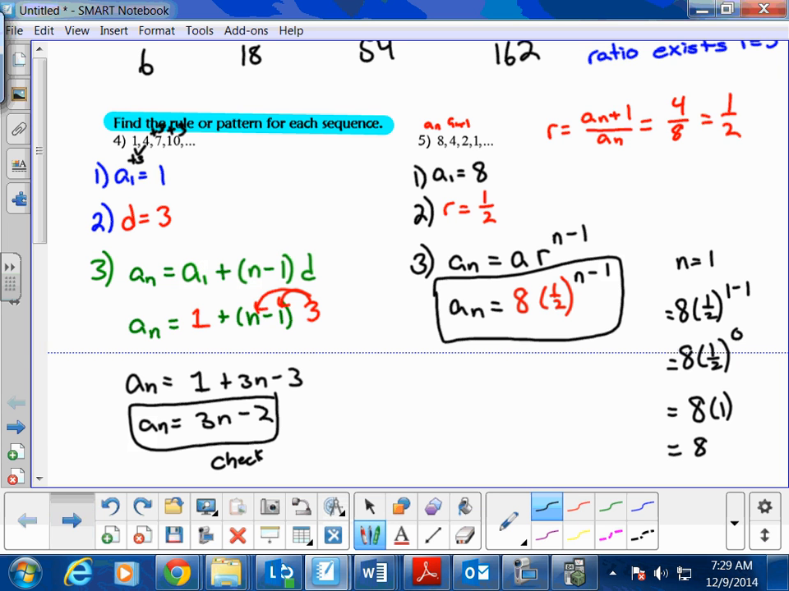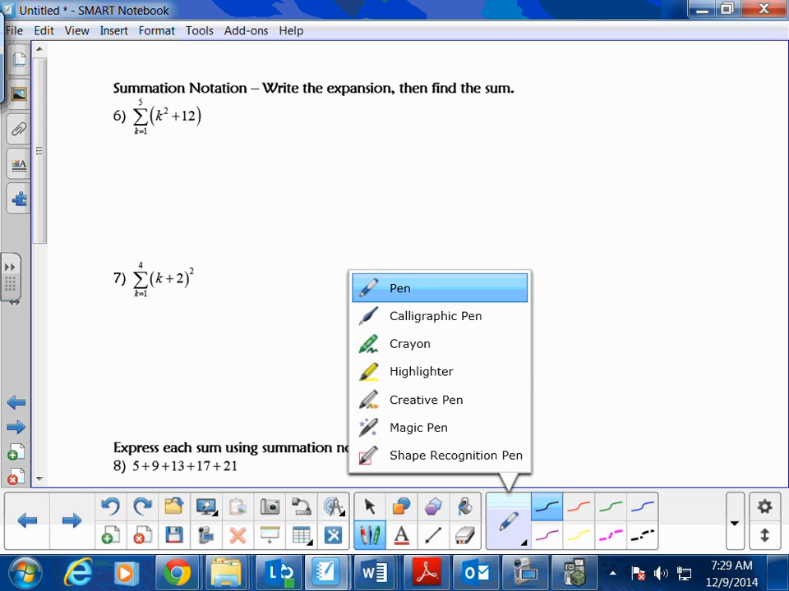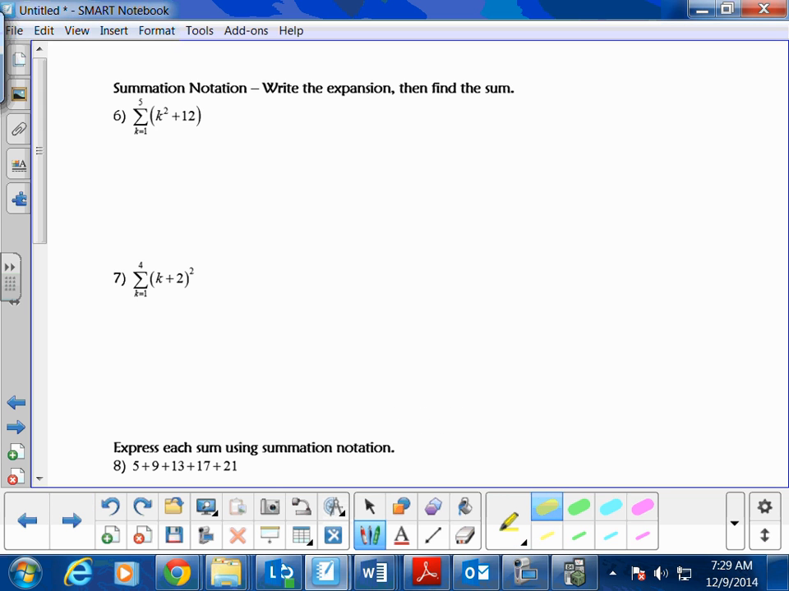Let's go ahead and move on, and let's talk about summation notation. Now, summation notation was interesting because it exposed us to something new. And really what exposed us was a couple of things. First of all, they want us to write the expansion and then find the sum.